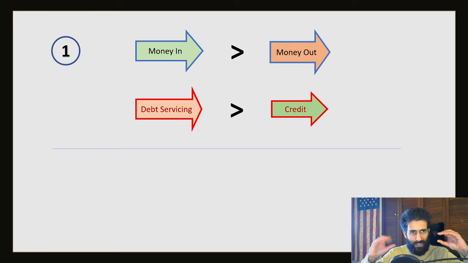You're taking this amount of credit in, but you're paying this amount of debt, and that's going to allow you to get out of debt. That's basic. That has to be the baseline scenario.